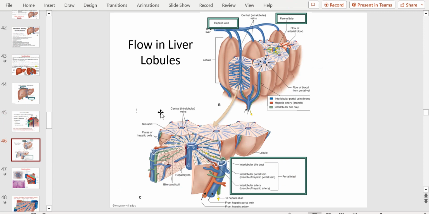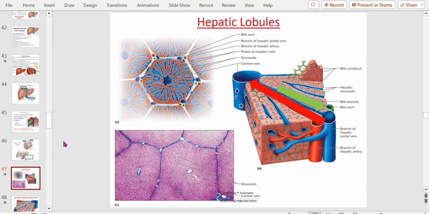Just another shot here, the flow in the liver lobules. There's your hepatic vein, and you'll see what's going on in here. Your bile is coming down. Here's your portal triad, and it's a beautiful slide. Have a look at it. Let me know if there are any issues.